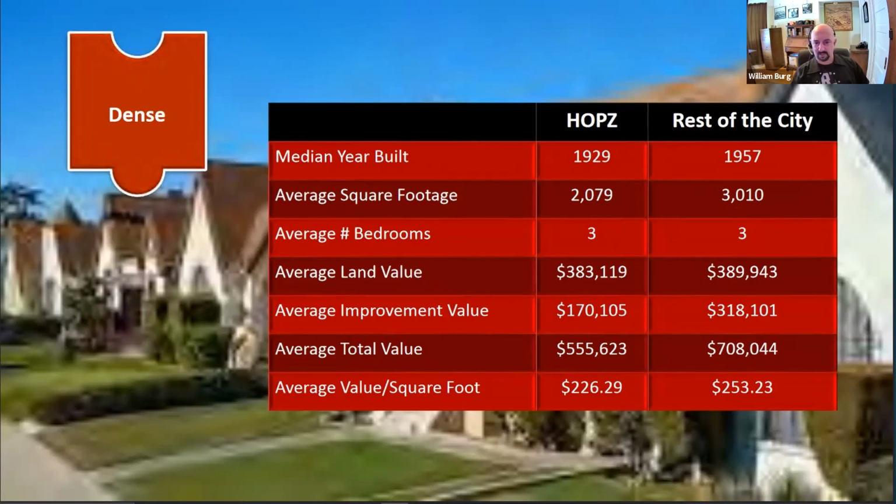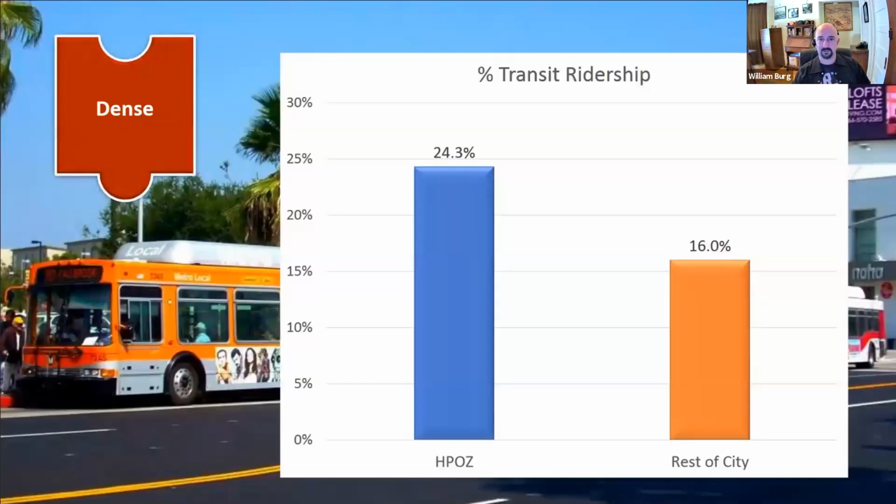But what we find here is that while the average value of a historic home in an HPOZ is less, because the house is smaller, the average value cost per square foot is slightly less rather than being more. So the idea that historic buildings are necessarily more expensive than modern construction is also not necessarily true based on the numbers. People in HPOZs, in historic districts, tend to ride transit more often because these are streetcar suburbs that still have good bus service or light rail service.